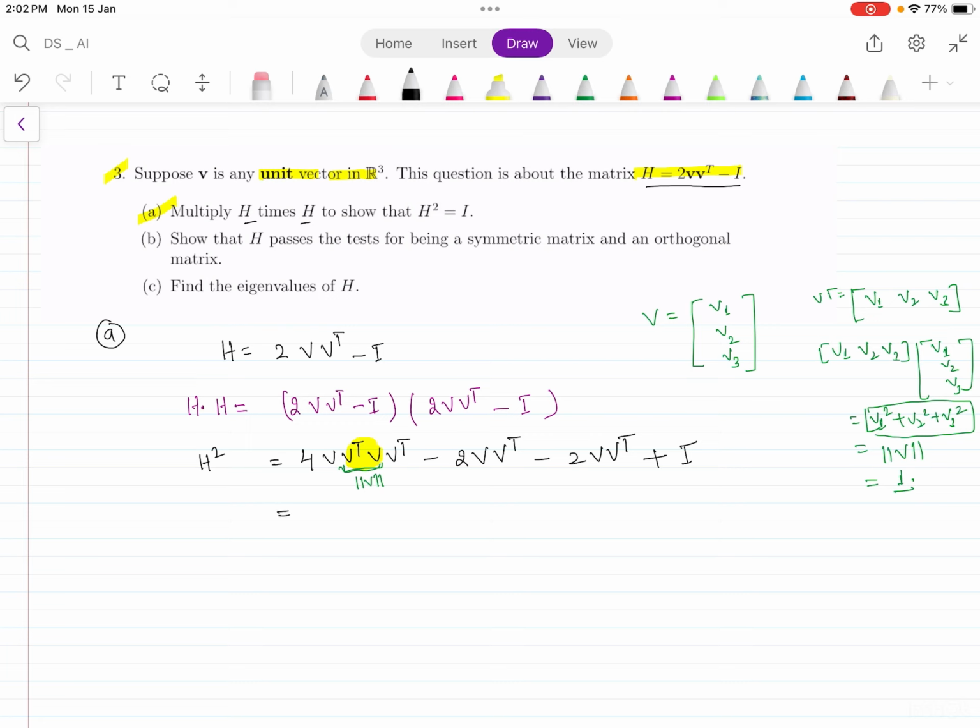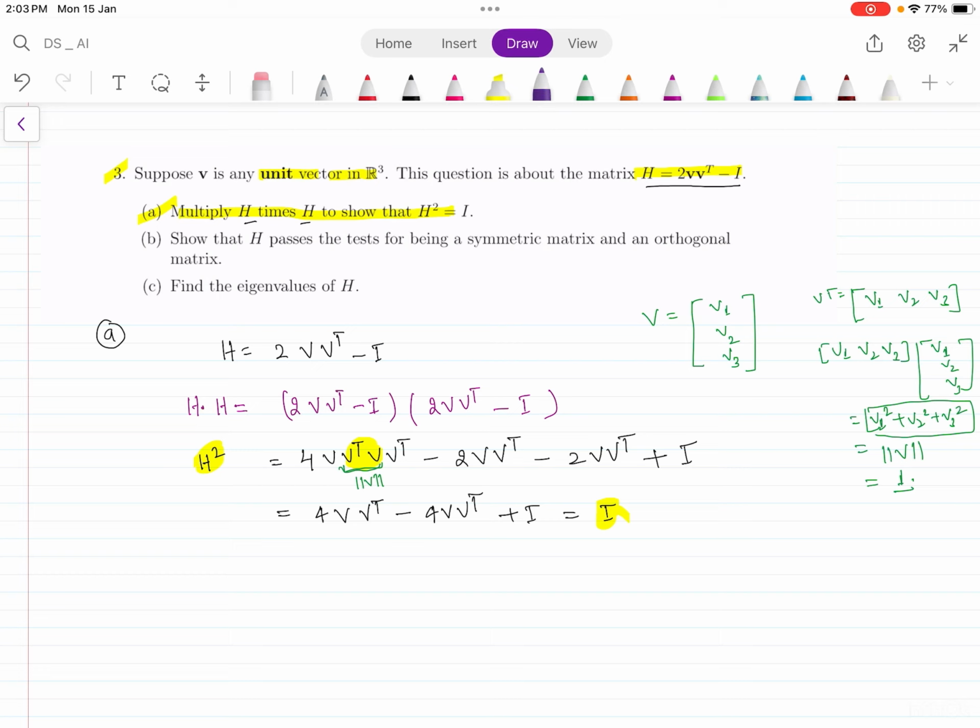So that can be further simplified as 4 v v transpose minus 4 v v transpose plus I. So from here what you can see is that it is equal to I. So H square is equal to the identity matrix. So the first part is done.